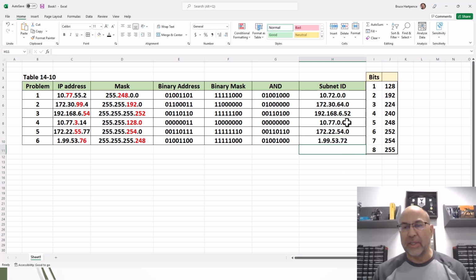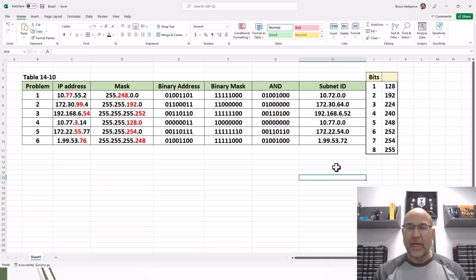Now there's a couple of things that will help you. They're just sort of sanity checks when you look at this. First of all, the subnet ID will always be lower numerically than the IP address, right? Because we don't assign the subnet ID to a host, so the host will always have a higher address. So for example, if we look at this one, we go 1072.00. Oh, that is in fact lower than 1077.55.